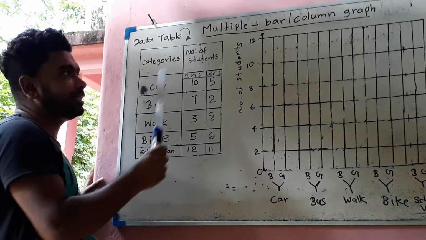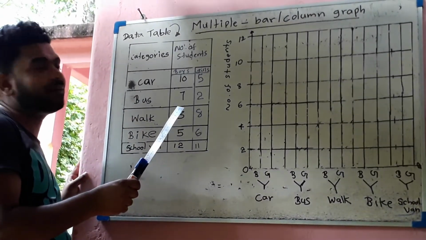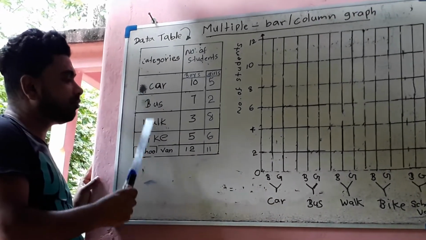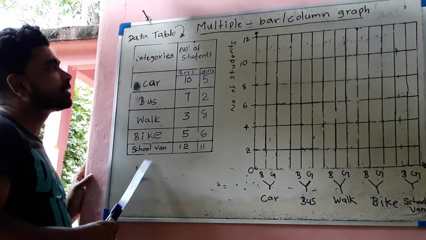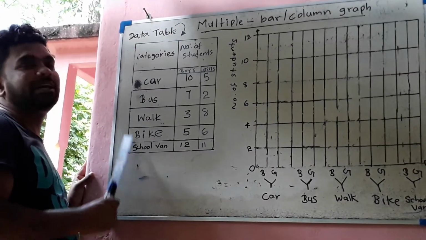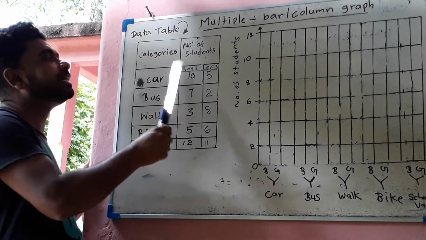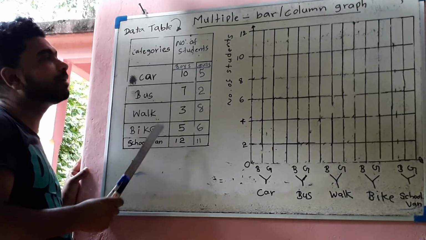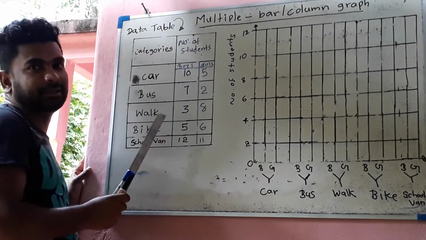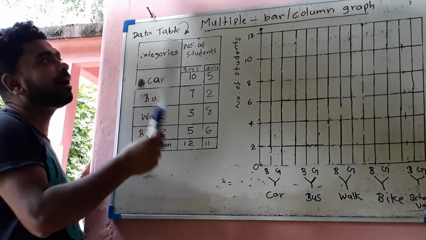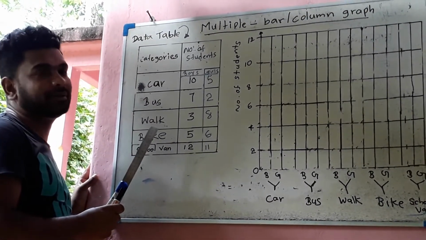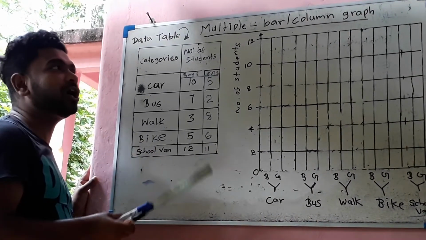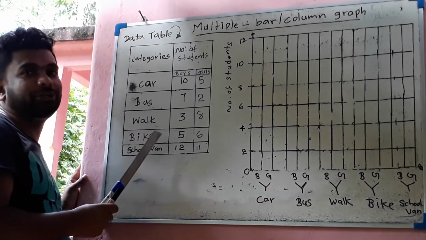These are the number of students by the modes of travel to school, right? These are the categories: car, bus, walk, bike, school van. So this main category you can see in the data table. And here there are subcategories. What are the subcategories? Boys and girls. That's why this becomes a multiple column graph. A bar or column graph becomes a multiple bar or column graph because subcategories are there.